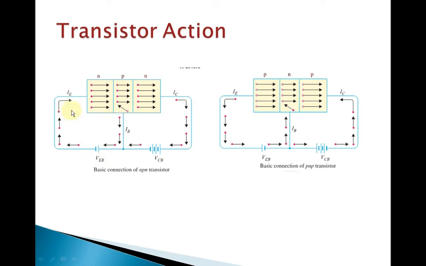Similarly, the collector current, that means the electrons emitted by the emitter are collected by the collector, and that electron flow is called collector current, which is also from positive to negative. So finally, at this point we can see that there are two incoming currents, that means IC is incoming, IB is also incoming, and the outgoing current is IE. So finally we can say that IE equals IB plus IC. That means emitter current is equal to base current plus collector current. This is for the NPN transistor.